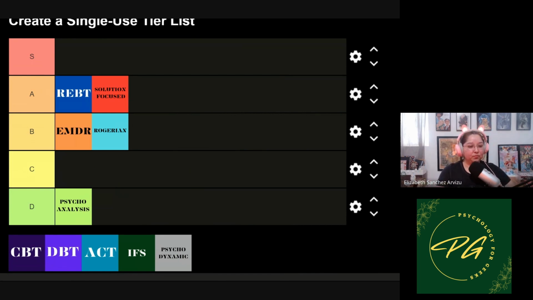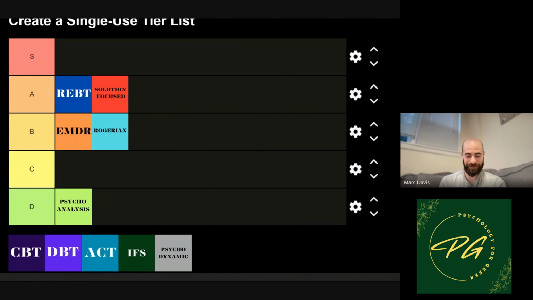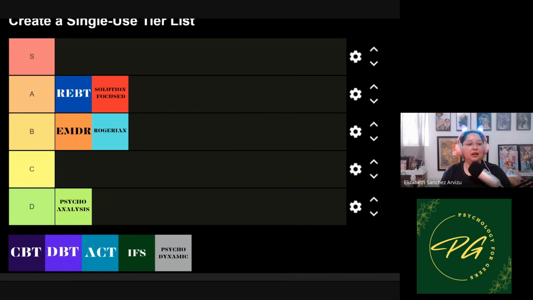But okay, cool. So here is just a summary. We put EBT and solution focus as A, very solid, very good interventions or modalities. EMDR, really solid again, but only primarily for trauma, PTSD, and anxiety, which all of us experience. So yeah, I will still leave it at B.